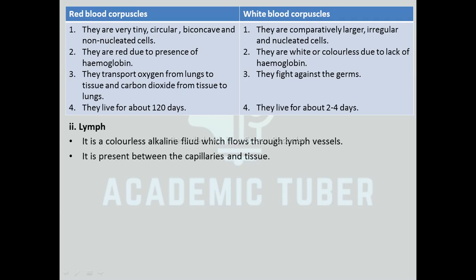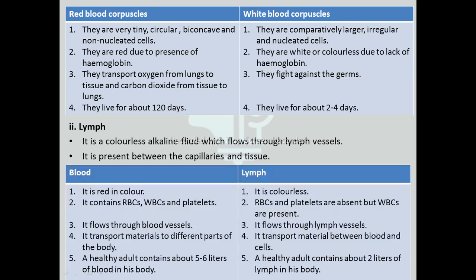Lymph. It is a colorless alkaline fluid which flows through lymph vessels and is present between the capillary and tissue. Difference between blood and lymph. Blood is red in color, whereas lymph is colorless. Blood contains RBC, WBC and platelets, whereas lymph contains only WBC, but lacks RBC and platelets.